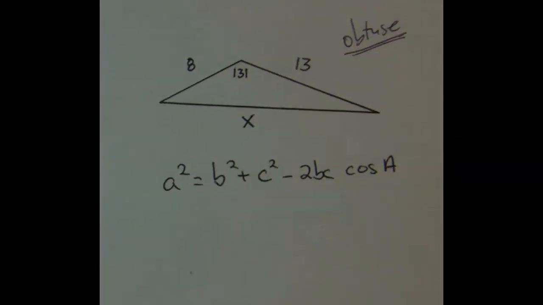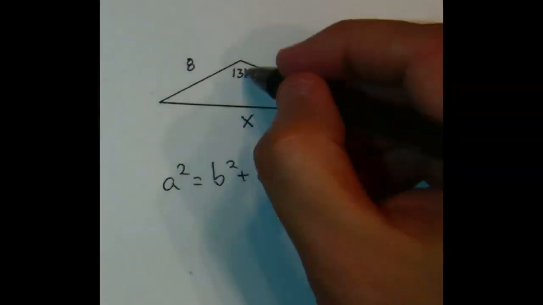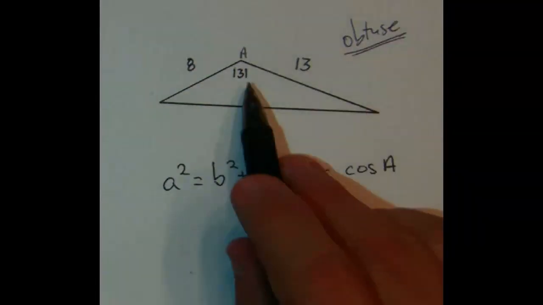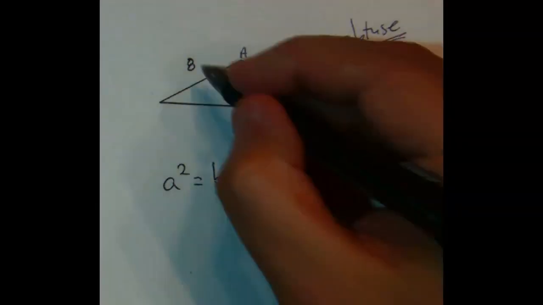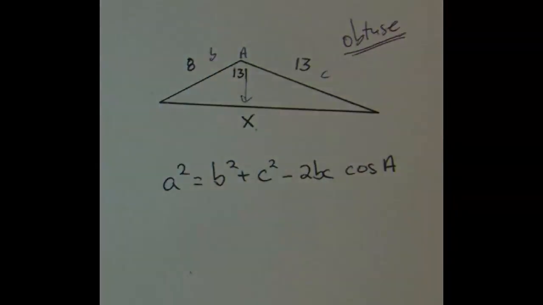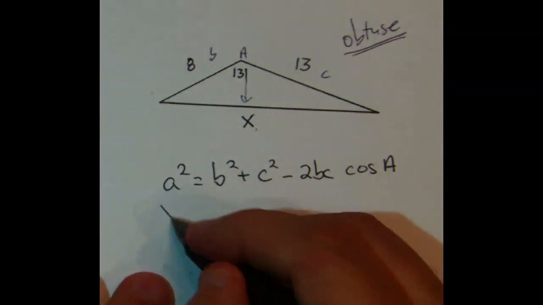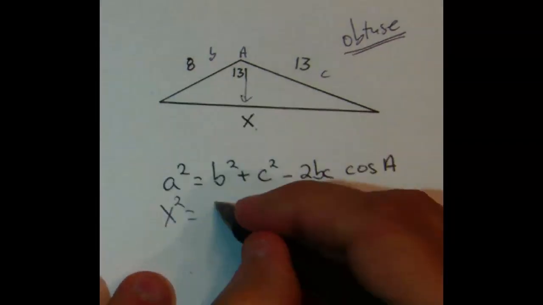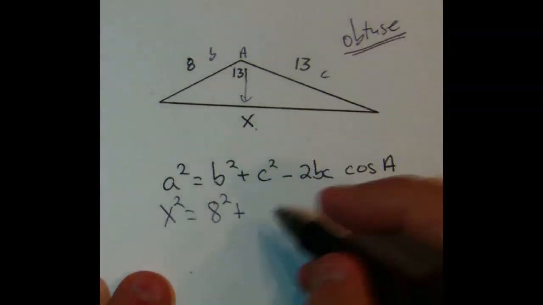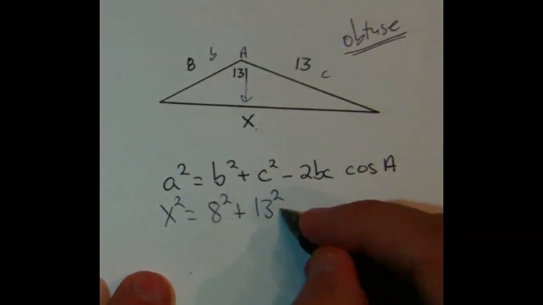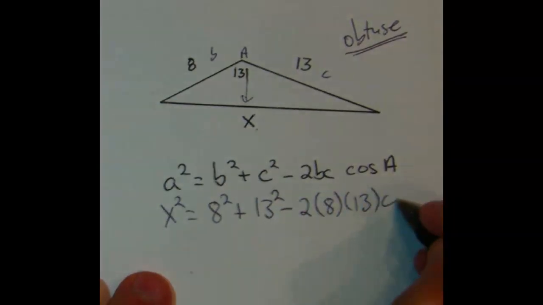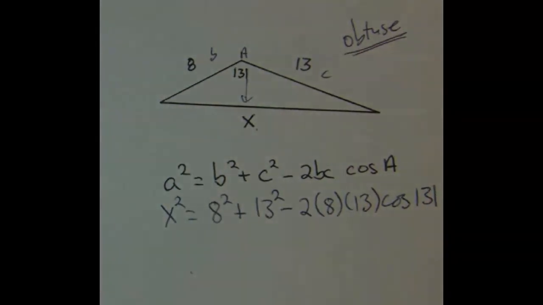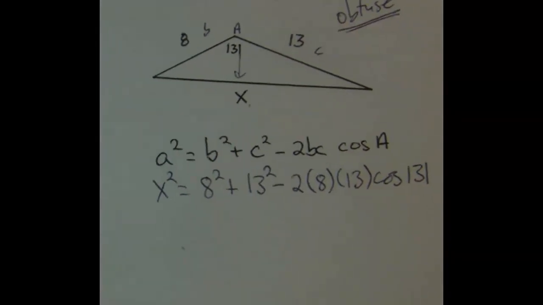Alright, so let's establish our A, B, and C. So this is our cosine A, there's our angle, and across from that is our x, and we have B and C. So this would be x squared equals 8 squared plus 13 squared minus 2 times 8 times 13 cosine 131. So far so good.